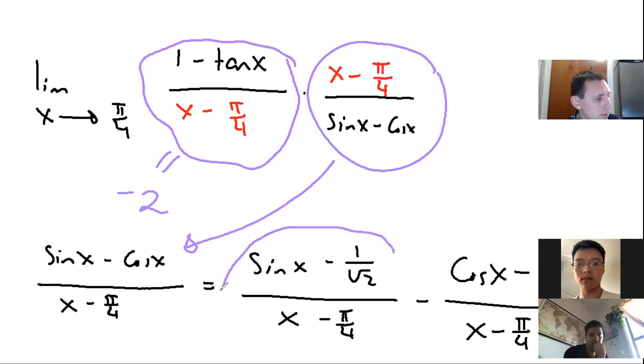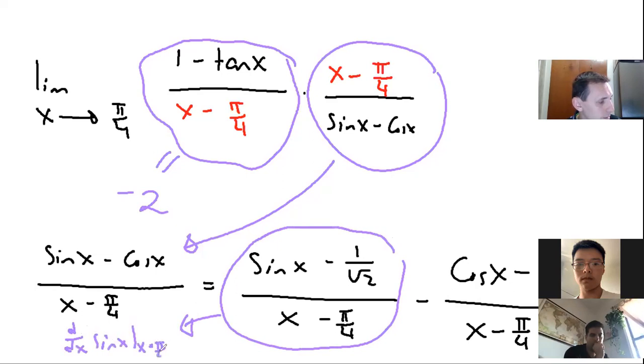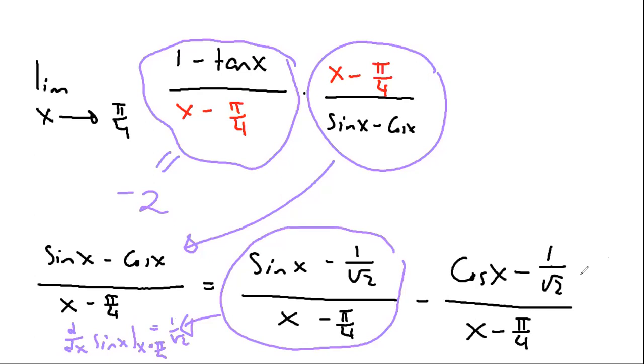So this part is the derivative of sine at pi over 4. And that will be cosine of pi over 4, so it's 1 over root 2. And the other part is similar.